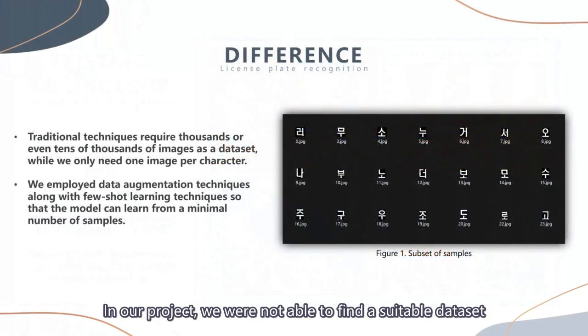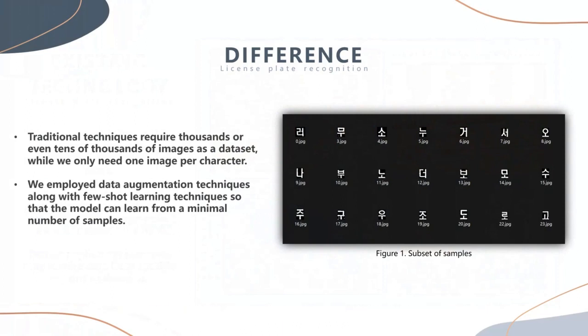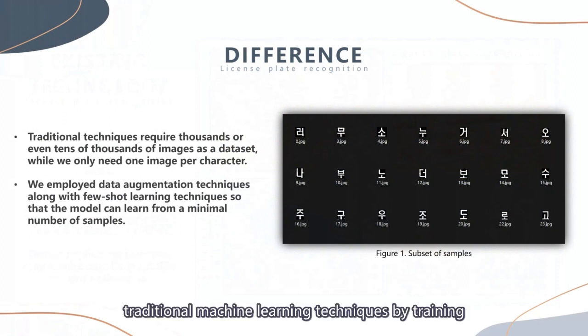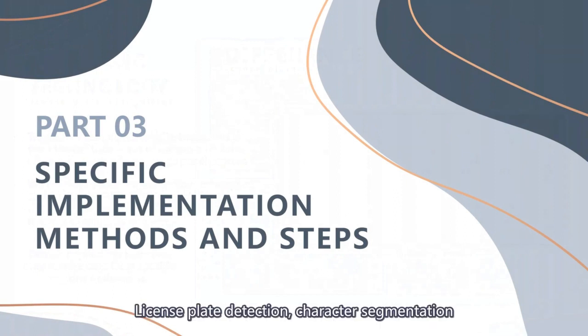In our project, we were not able to find a suitable dataset. Therefore, we decided to use data augmentation to resolve this. Hence, our research differs from traditional machine learning techniques by training the few-shot model on a very limited number of images. Our methodology can be split into four main parts: license plate detection, character segmentation, data augmentation, and character recognition.